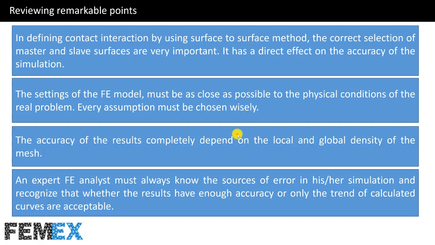Now I want to talk about the remarkable points. In defining contact interaction by using surface-to-surface method, the correct selection of master and slave surfaces are very important. It has a direct effect on the accuracy of the simulation. The settings of the FE model must be as close as possible to the physical conditions of the real problem. Every assumption must be chosen wisely.